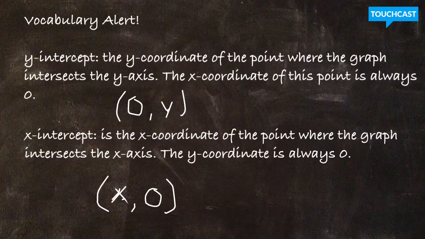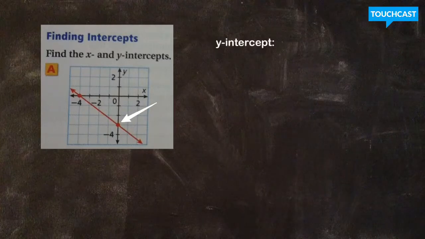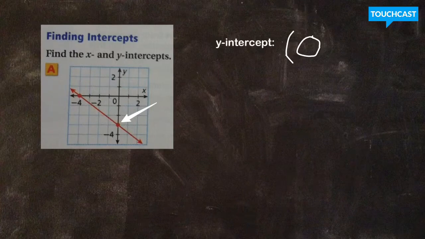Alright, let's look at our first example. We need to find the x and the y-intercept. So, we're going to first look at the y-intercept, where the line crosses the y-axis, which is right here. And remember, the coordinates of the y-intercept, the x value is always 0, and then the y-coordinate is just the y value of the point. And if we look at the graph, the y value is at -3.